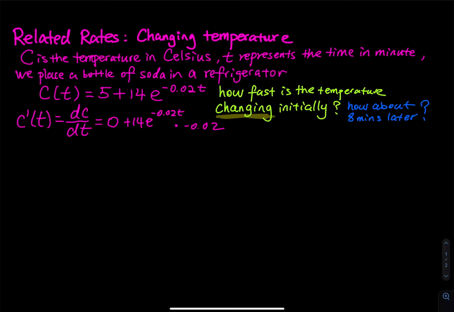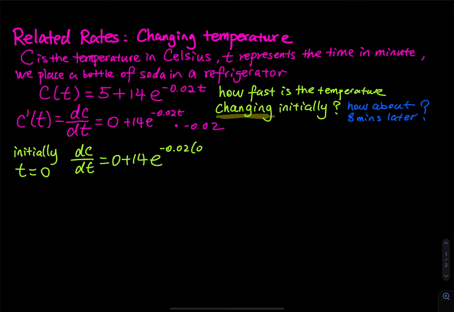They said initially. So what does initially mean? Initially means the time is equal to 0. So let's follow the color code: initially means time is equal to 0. So the rate of change of temperature is equal to 0 plus 14 e to the negative 0.02 times 0. That makes the exponential term equal to 1, and then you multiply by negative 0.02. So basically you have 14 times negative 0.02, which is equal to negative 0.28.